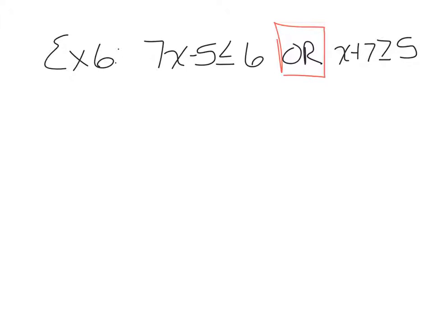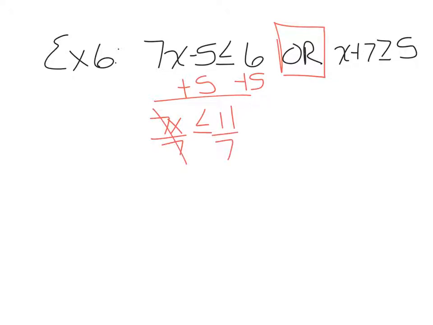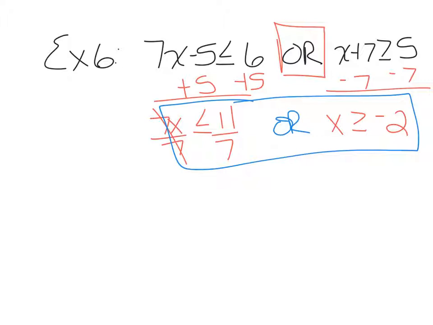The first steps are the same. We're going to isolate x. So we will add 5. So we have 7x less than or equal to 11, and then divide by 7, and we have this lovely fraction, 11 over 7. X is less than or equal to 11 over 7. And we'll do the same thing with this statement over here. We'll subtract 7, and we'll have x is greater than or equal to negative 2. And we have our OR in the middle. So this is our solution statement.